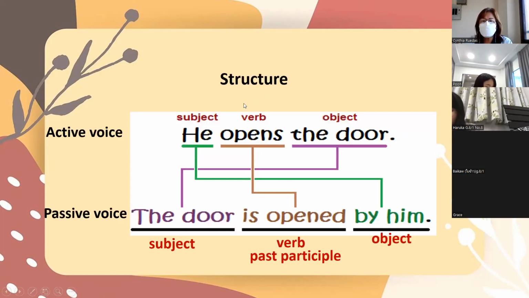So here is the structure of the passive voice. But I want to discuss the active voice first, okay? You don't have the passive voice if you don't have the active voice. For active voice, the structure is subject plus verb plus object. I have here a sentence: He opens the door. Our subject here is he, which is a singular pronoun, and the verb is opens. There is an S because our subject is singular. And the object is the door. Do you understand? Subject plus verb plus object. That is the active voice.